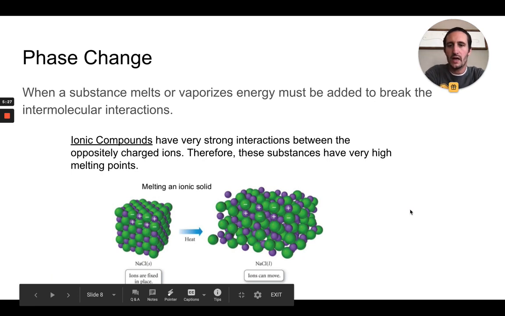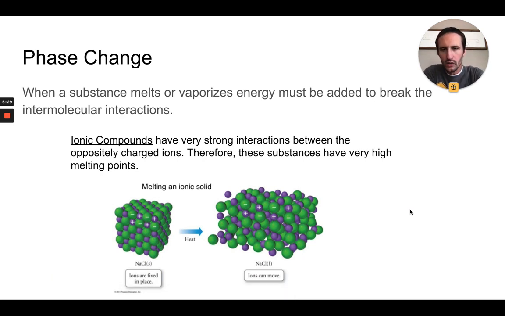Let's move on to phase changes. A phase change is when a substance melts or vaporizes, and in order to do this, you have to add energy to break the intermolecular interaction.